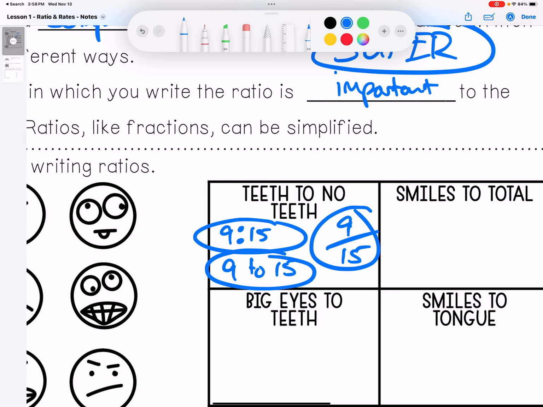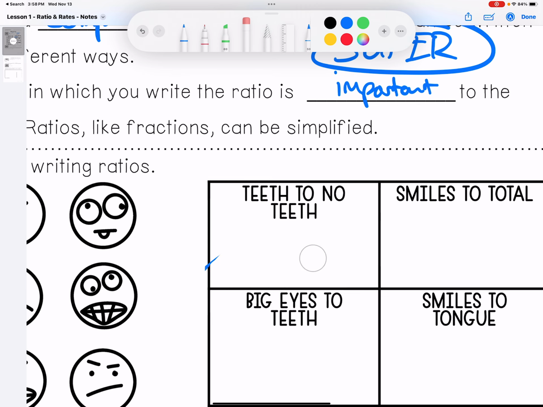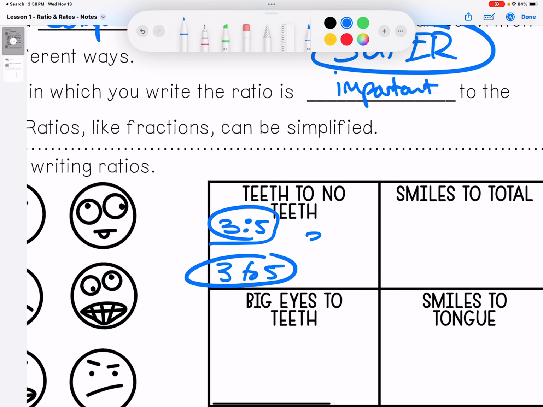And it does matter. If you would have written 15 over 9, that would have meant 15 teeth over 9 no teeth. Okay? But it's 9 over 15. Now, I wouldn't have accepted that answer on the test, because it's not in simplest form. 9 over 15 will simplify into what? 3 over 5. You could have written 3 to 5, or 3 over 5.